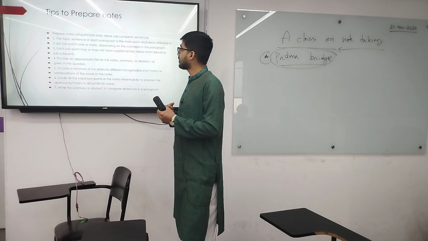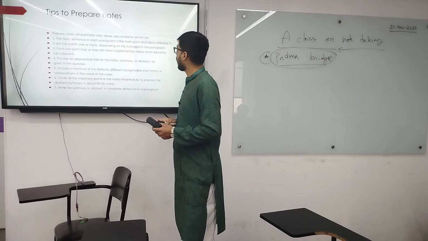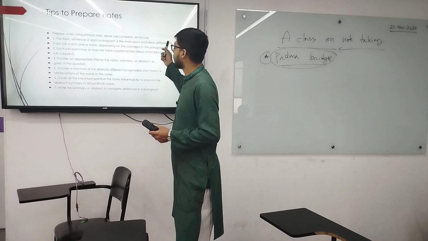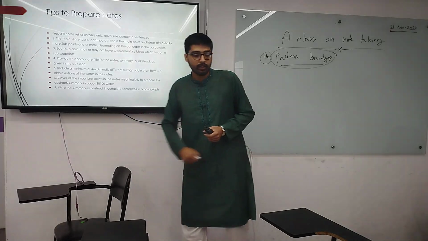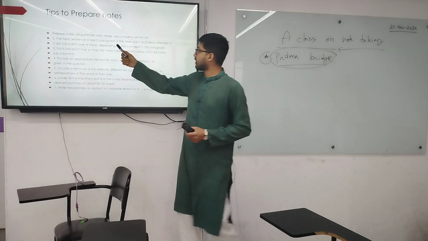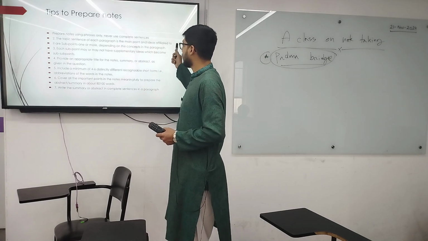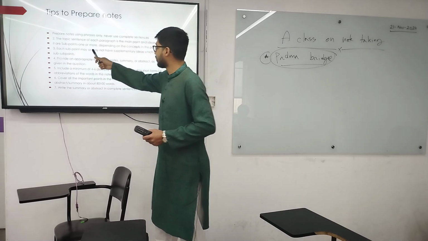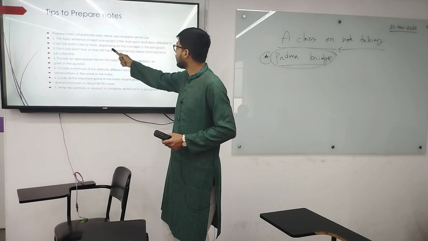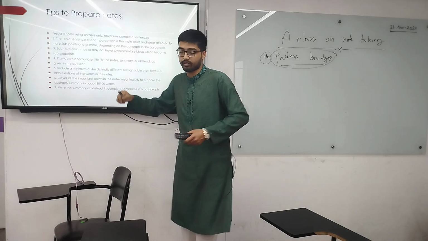Number 2, the topic sentence of each paragraph is the main point and ideas affiliated to it. Okay? Basically, those two are the main thing, and ideas affiliated to it are subpoints, one or more, depending on the concepts in the paragraph.